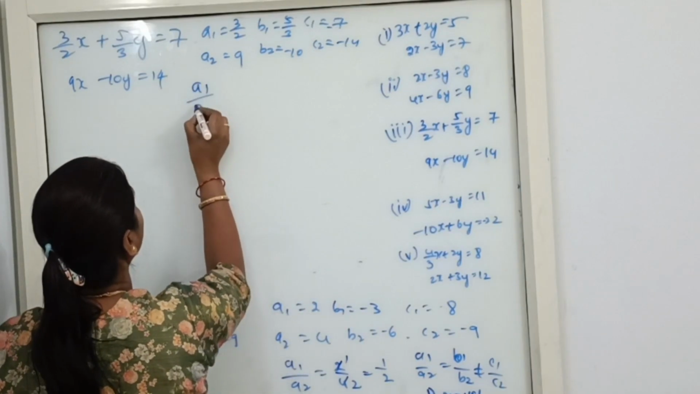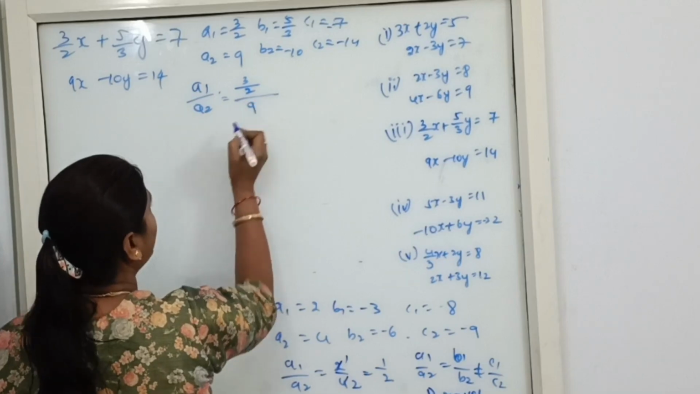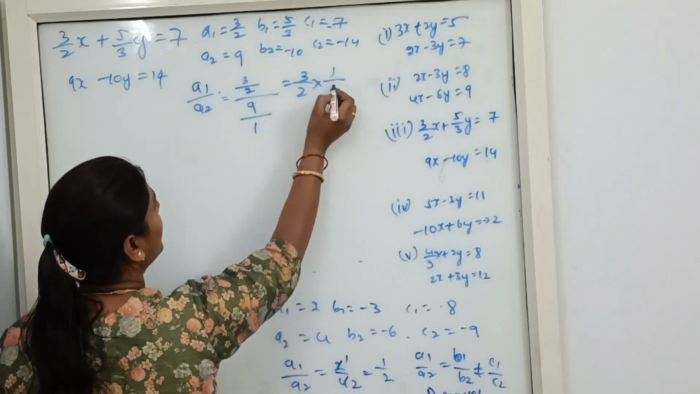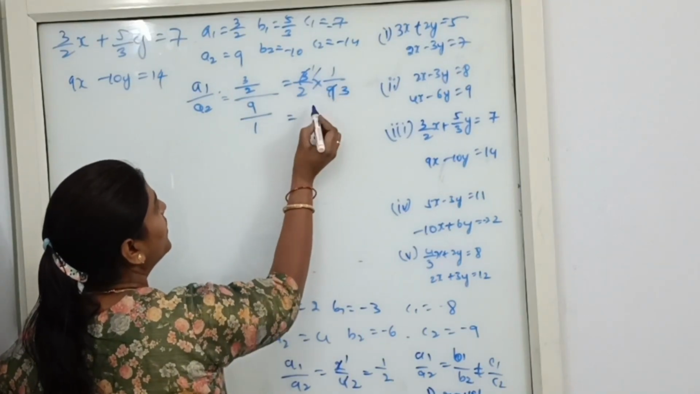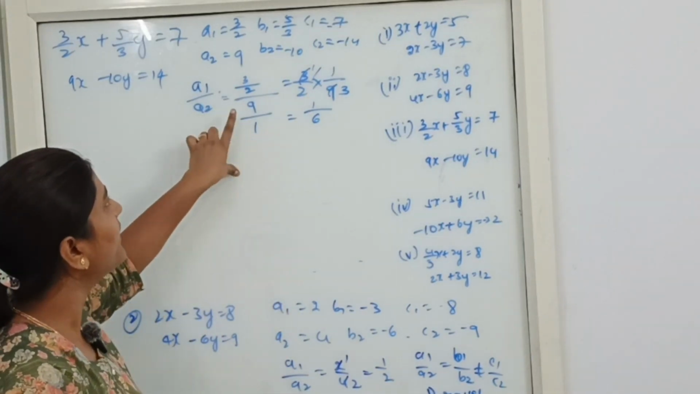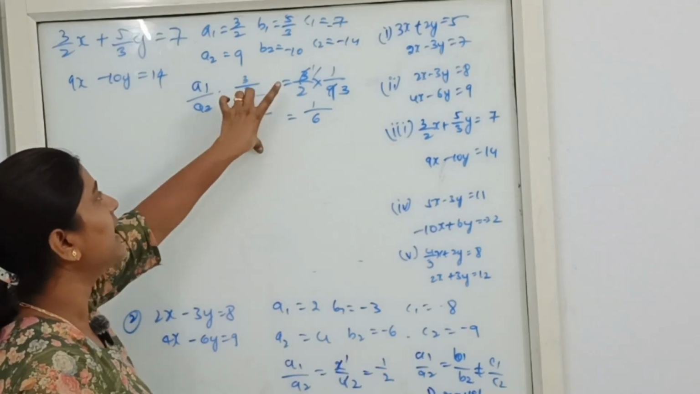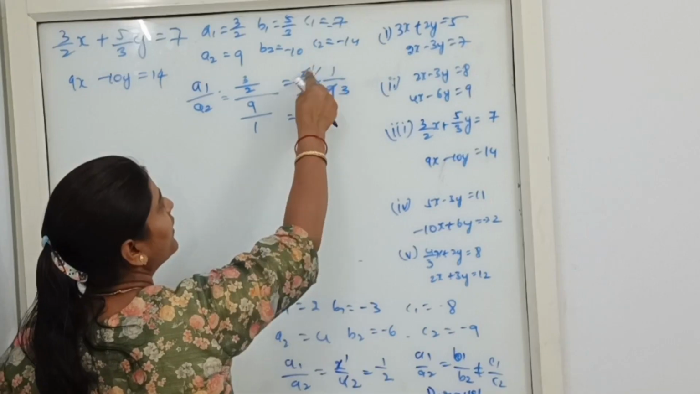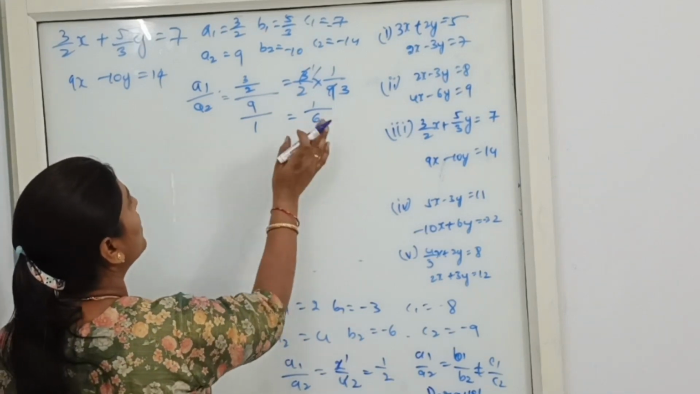Let us compare a1 by a2: 3 by 2, whole divided by 9. Don't get confused here. For the 9, the denominator will be 1. If you take the reciprocal, it becomes 1 by 9. Then do cross multiplication, numerator into numerator, denominator into denominator. 3 1s are 3, 3 3s are 9; 1 into 1 is 1, 2 into 3 is 6. So you get 1 by 6.